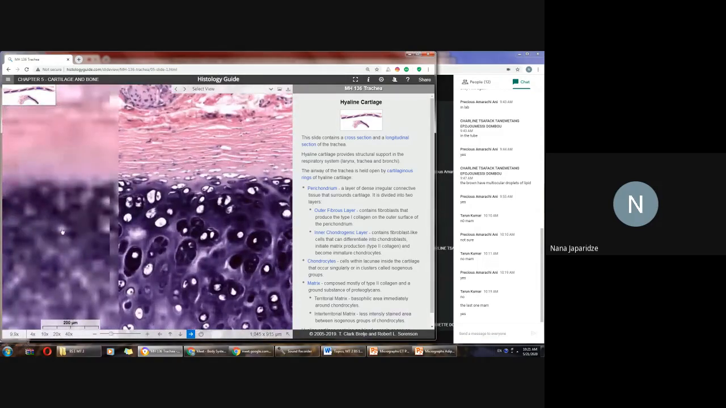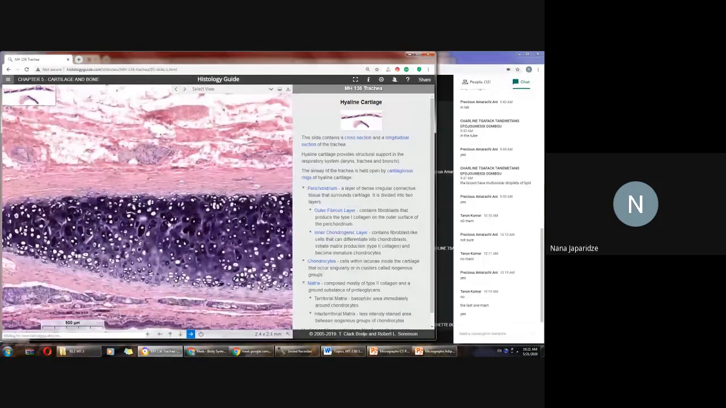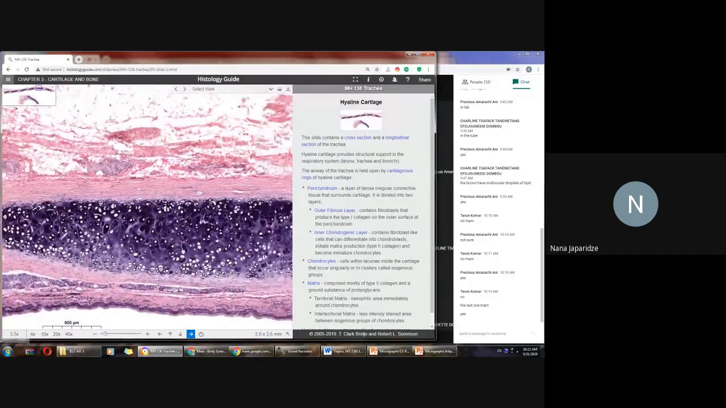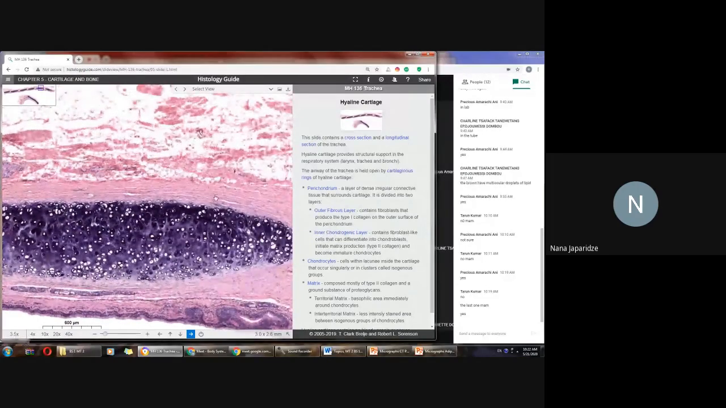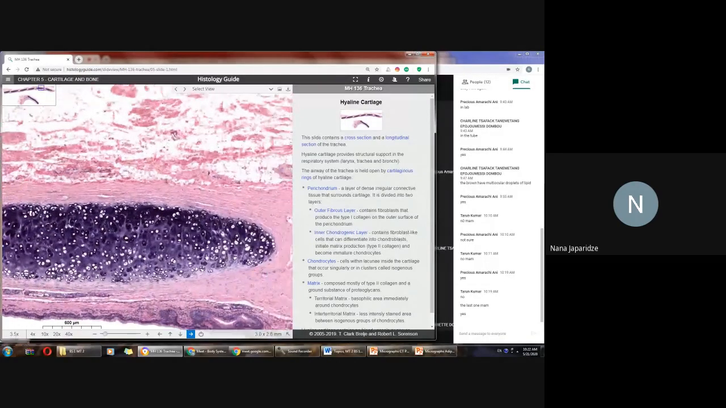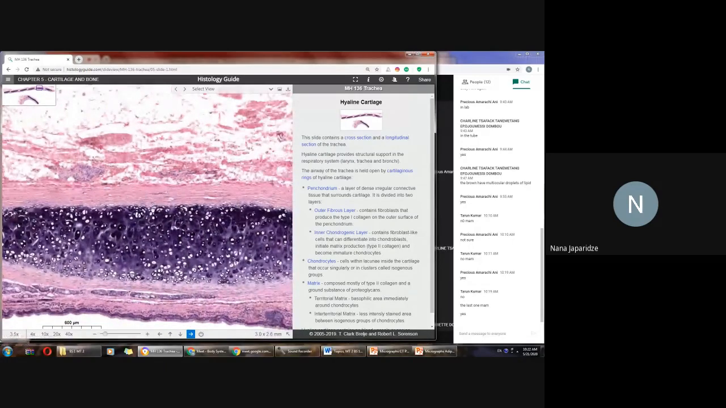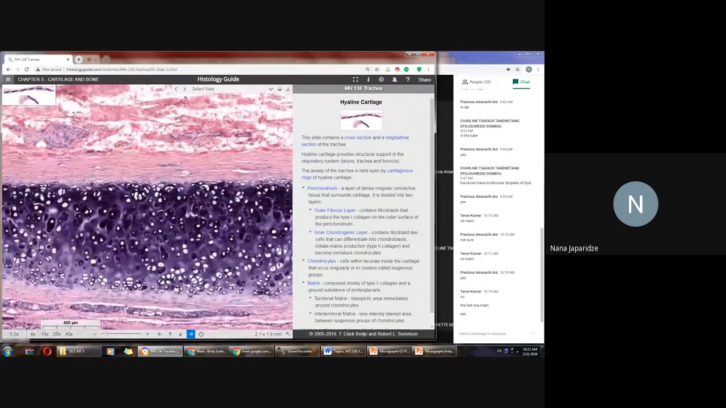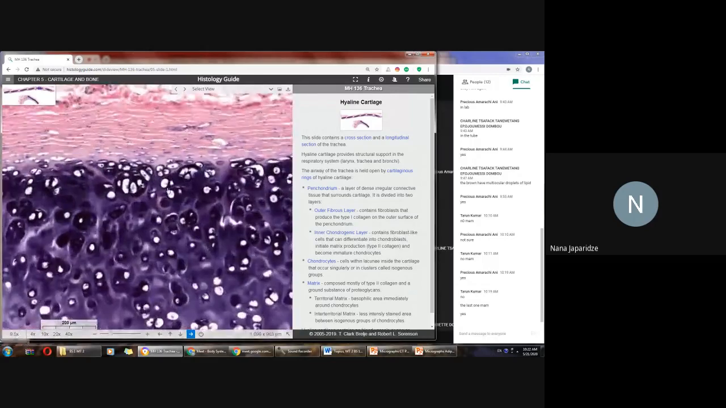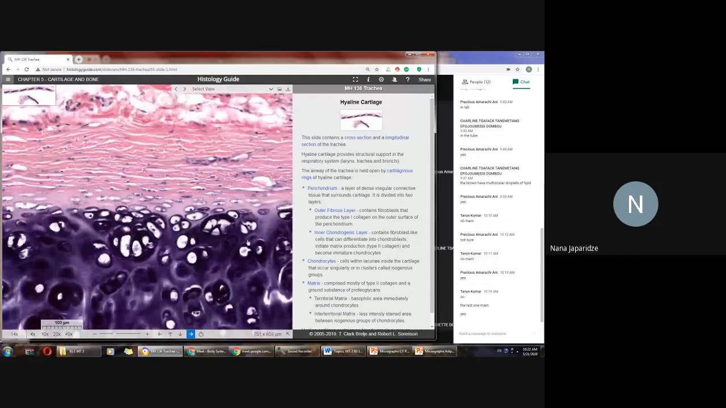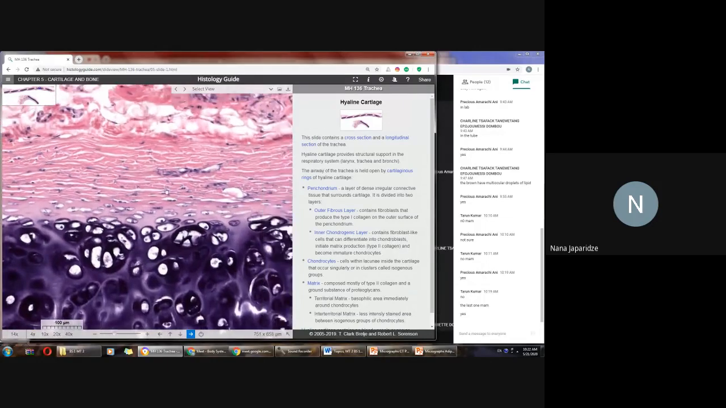So this you can identify in all parts of cartilage. You look everywhere. So cartilage is surrounded with a perichondrium, okay? This is perichondrium here, okay? This growing layer of cartilage is included into the perichondrium.